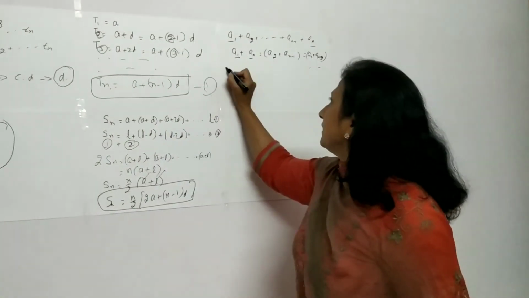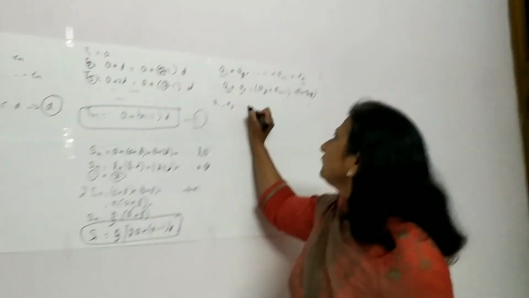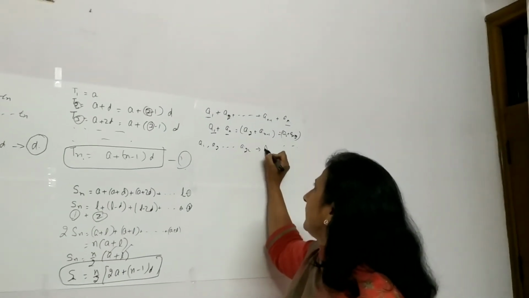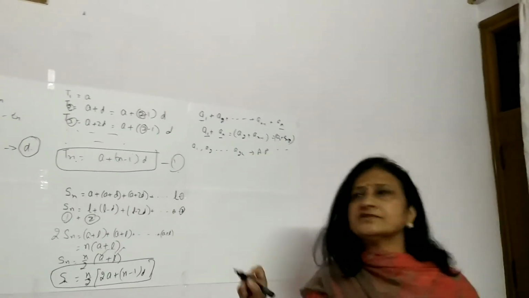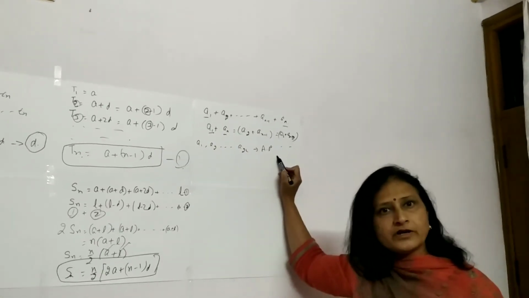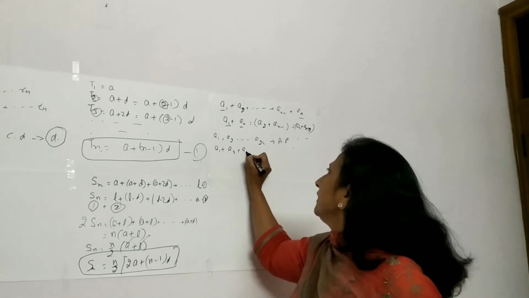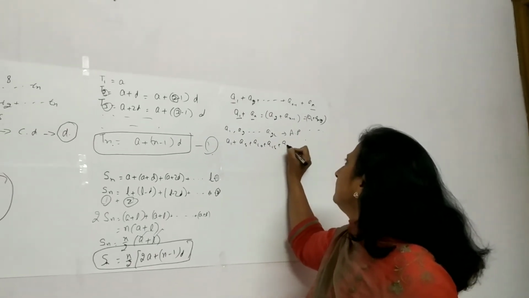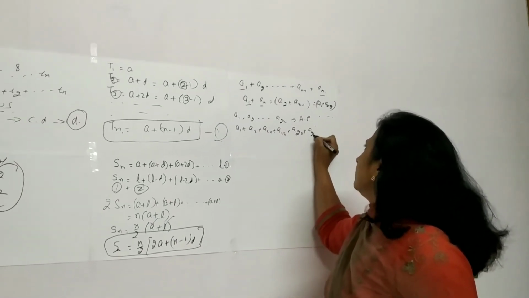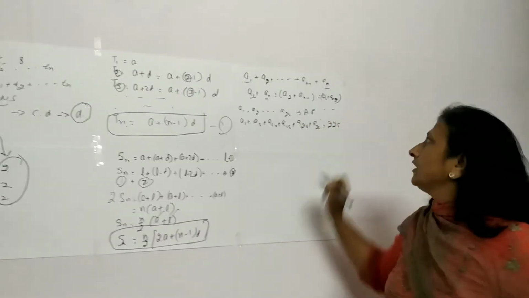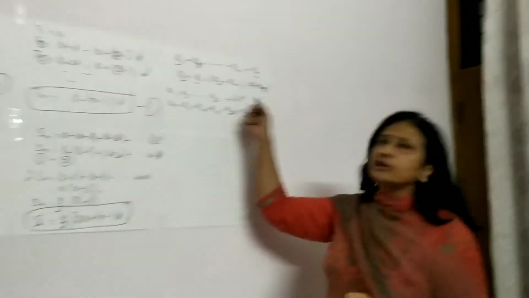So let us explain this with the help of an example. Say you are given A1, A2, and there are 24 numbers and they are in AP. We want to find the sum of all these 24 terms of the AP, and we are given that A1 plus A5 plus A10 plus A15 plus A20 plus A24 is equal to, say, 225. And we want to find the sum of the 24 terms of the AP.